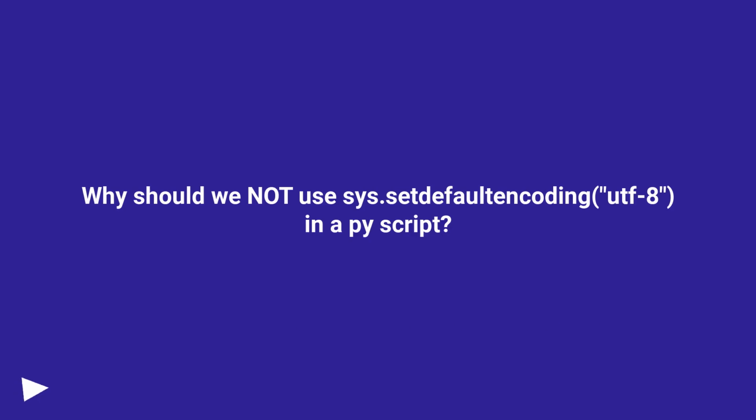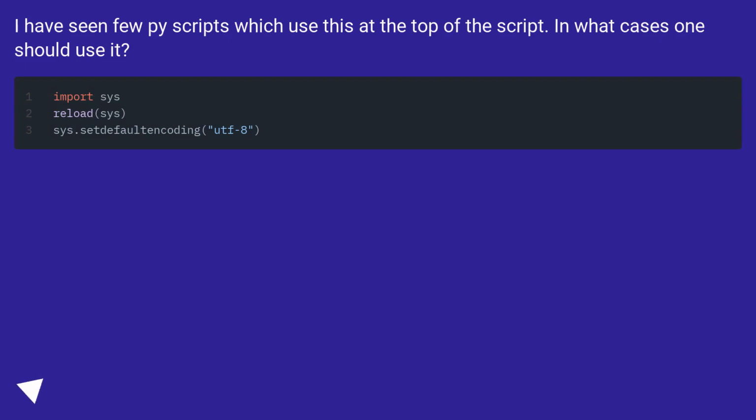Why should we not use sys.setdefaultencoding('utf-8') in a Python script? I have seen a few Python scripts which use this at the top of the script. In what cases should one use it?